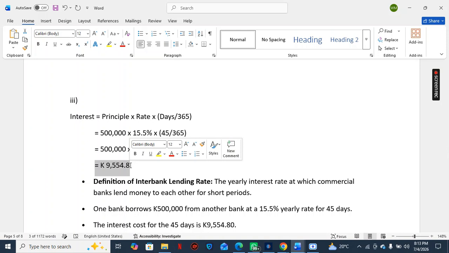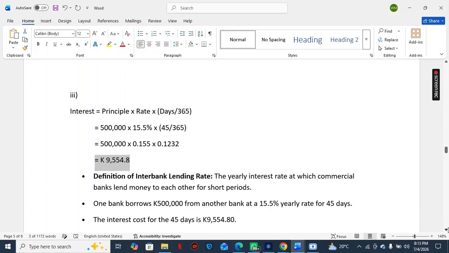And that will be the interest also earned by the other bank. Because remember, interest, you look at it from both sides: the cost of borrowing and the return for lending. It's the cost to the borrower, and the return to the lender. Interest is the return to the lender, but the cost to the borrower. All right. Any questions?